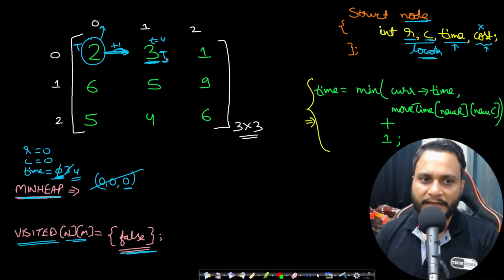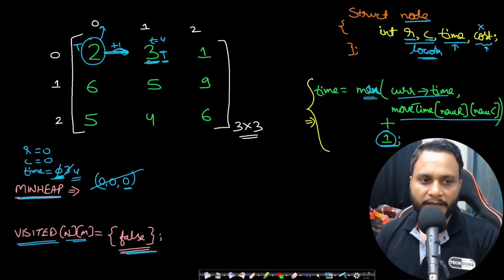So we can generalize it in a formula: you take the maximum of the current time comma the move time at the new row new column, and whatever is the maximum of these, you add 1 for making the jump. Now once you know the cost to reach 0 1 via 0 0, we will push this into the heap, and the heap will contain row number 0, column number 1, and the new time equal to 4. Our heap will be sorted based on the time because I want to minimize the time, right? So it will be sorted based on time.